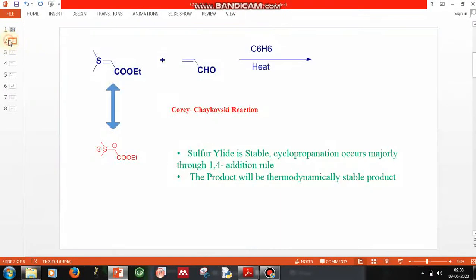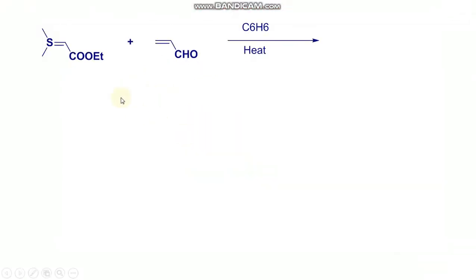So the question was: sulfur ylide, double bonded C and COOEt. As you can understand, this was the question. So this is the allylic aldehyde and you have to figure out what the product is. Now the conditions you can see are heating and benzene solvent.